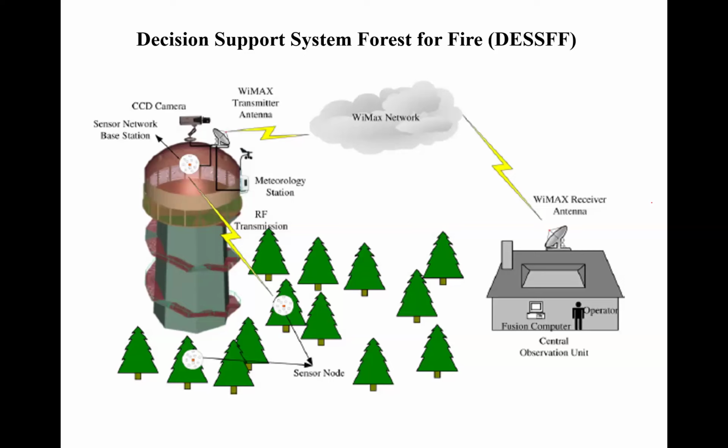One is the CCD camera. Next one, a meteorological station, an accurate weather station. Next one, we can transmit through the cloud. Nowadays, we are using open source cloud platforms.